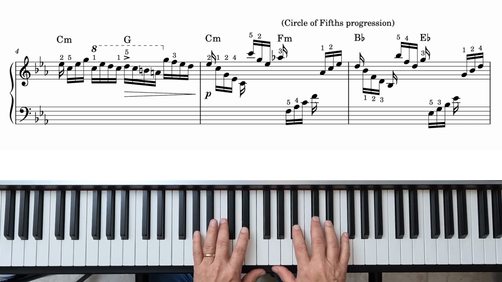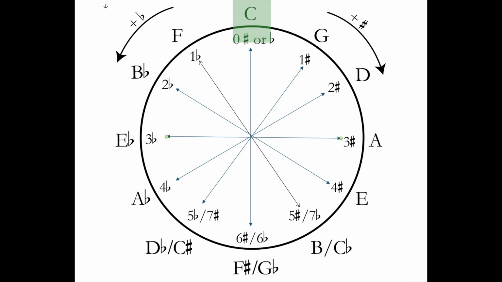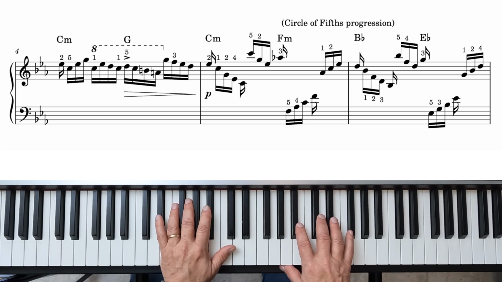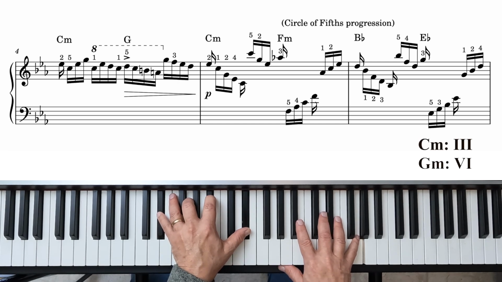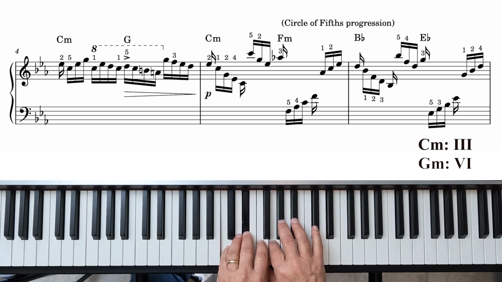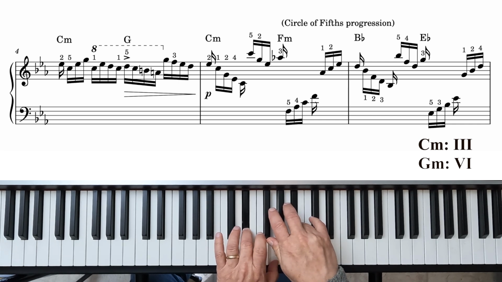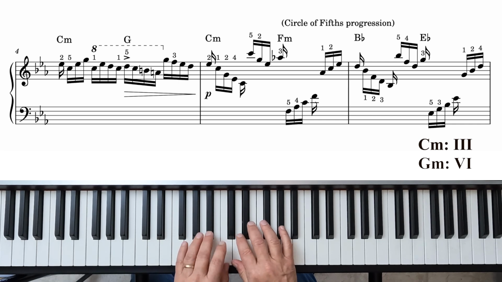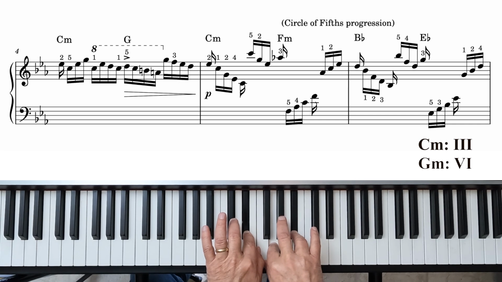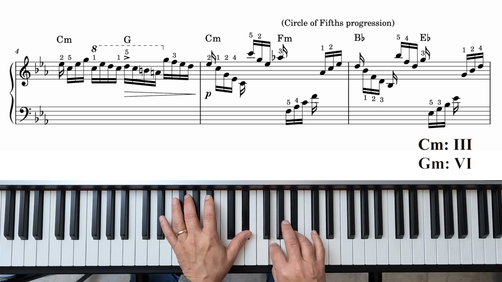You'll notice that what we have here is a circle of fifths progression. The bass note is going from C to F to B flat to E flat. We're also modulating now to another key. The E flat could serve as our pivot chord. In the key of C minor, E flat is the major third chord: 1, 2, 3. But in the key of G minor, it's 1, 2, 3, 4, 5, 6. Same chord. This is our pivot chord.